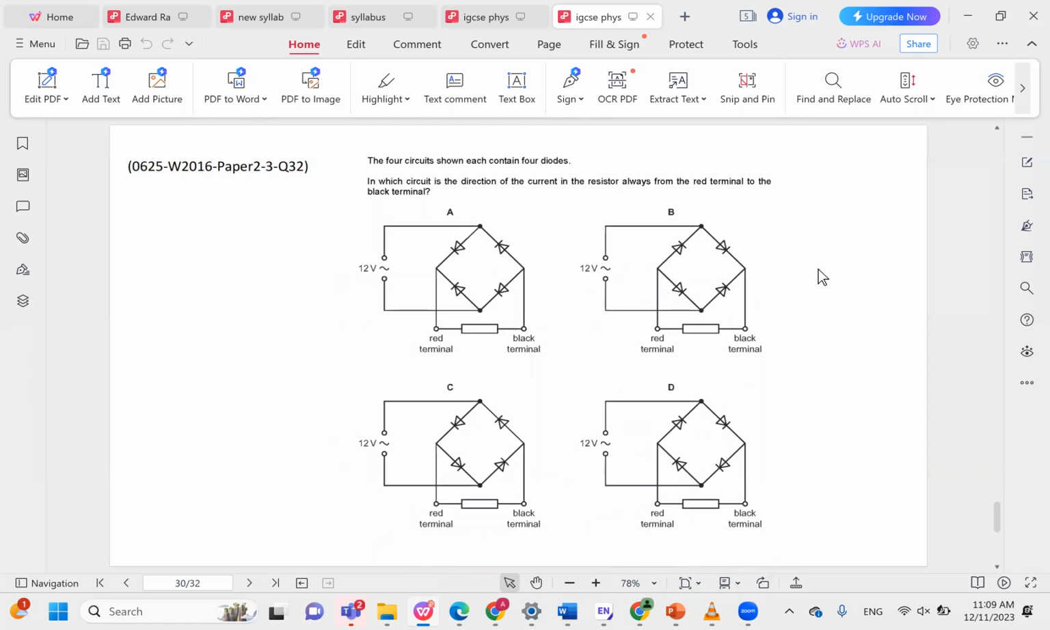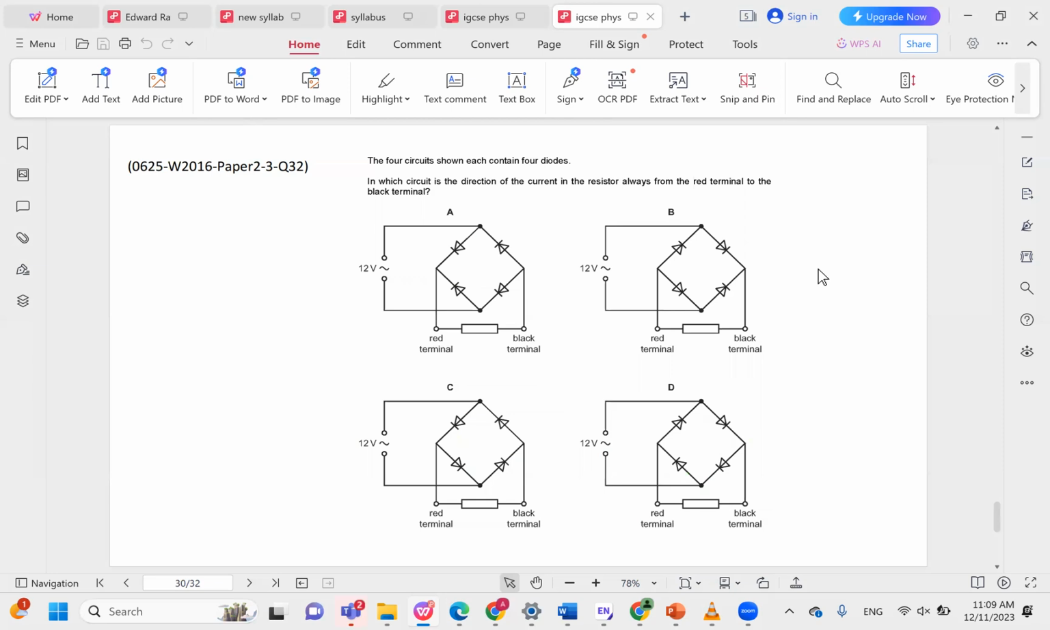The four circuits shown each contain four diodes. In which circuit is the direction of the current in the resistor always from the red terminal to the black terminal? So we have to analyze each case and see what happens.